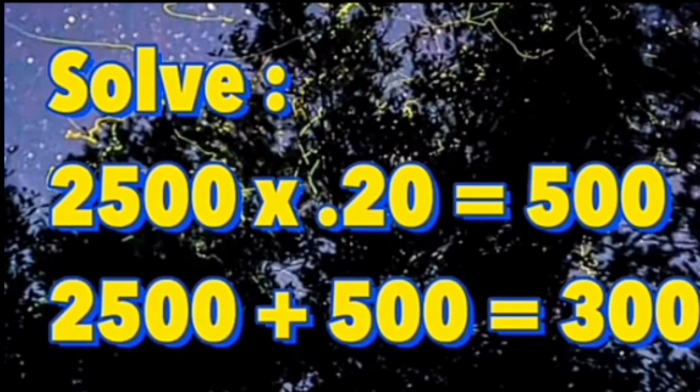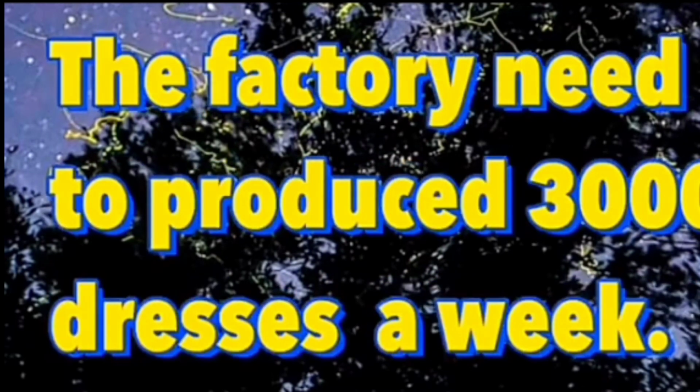So to solve this, we have to multiply 2,500 times 0.20 equals 500. Then add: 2,500 plus 500 equals 3,000. So our complete answer now is the factory needs to produce 3,000 Vivid Races a week.